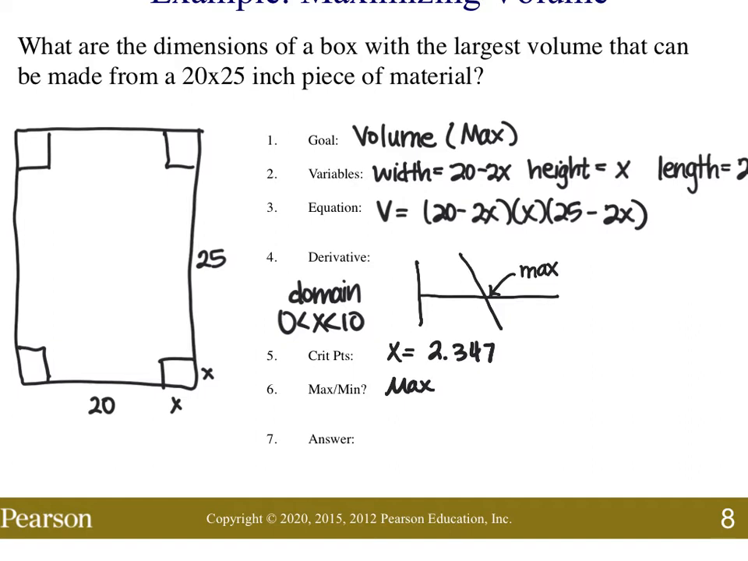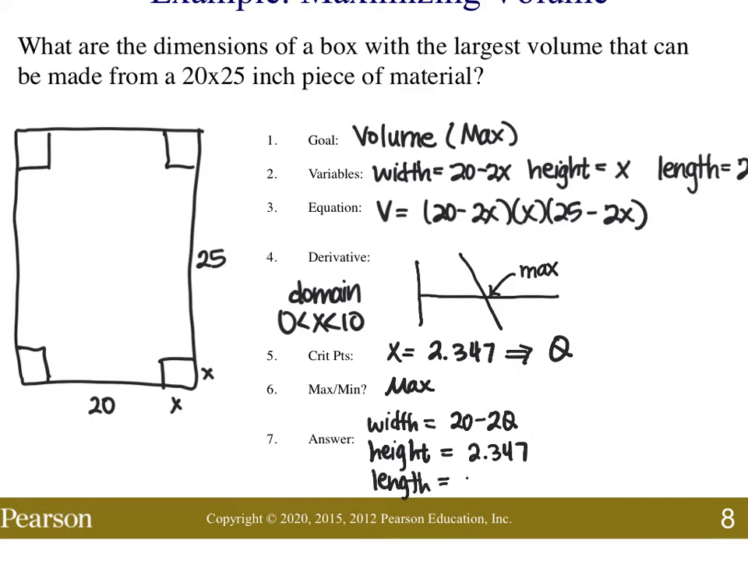And so we wanted to establish what the dimensions are of this box. And so our width, okay, I'm going to store that in a value. Okay, I'll just store it in alpha q. And so my width would be 20 minus 2q. And my height, of course, is just going to be q itself, so 2.347. And my length of the dimensions would be 25 minus 2q.